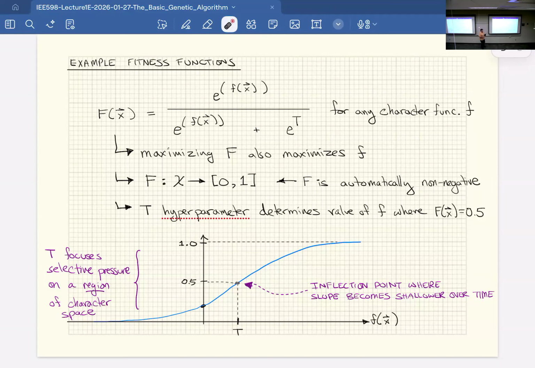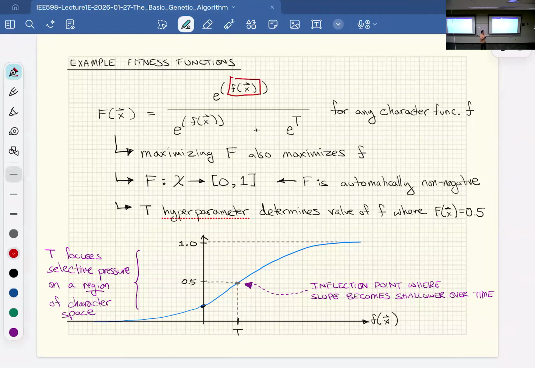So I defined this as a fitness function, but as we'll see, you can also define this as a scaled fitness function where actually this little f, in fitness scaling, can be a lower level fitness function. So what I'm writing right now, which hopefully should come up soon, is that this little f here itself can be a lower level fitness function.